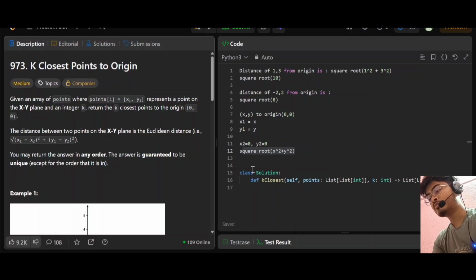However, there is an important observation. We don't actually need to calculate the square root. Suppose one point has a square distance of 8, and another point has a square distance of 10. We already know that square root of 8 is smaller than square root of 10. Therefore, comparing the square distances gives us the same ordering as comparing the actual distances, right? So instead of calculating square root of x square plus y square, we simply calculate x square plus y square. This makes the implementation simpler and avoids unnecessary square root calculations.